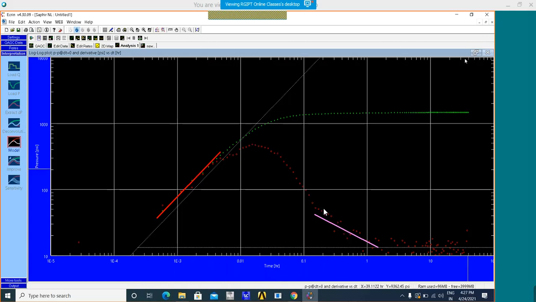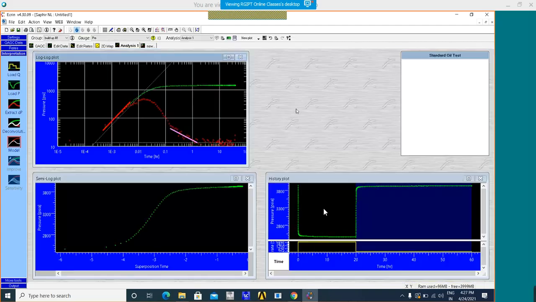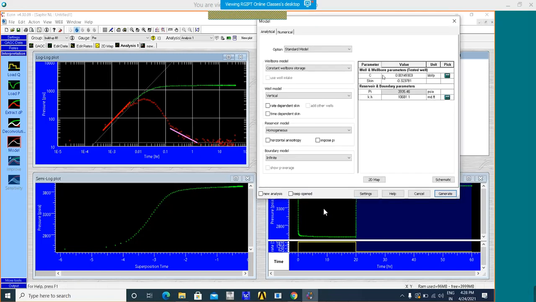Now, if you ask me to make a guess, what will happen to the skin? Let us see now. We'll solve this problem and we'll see the final solution. Now we'll apply the model.